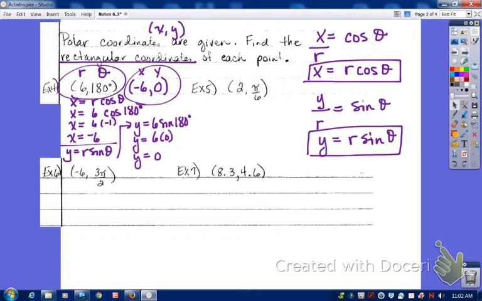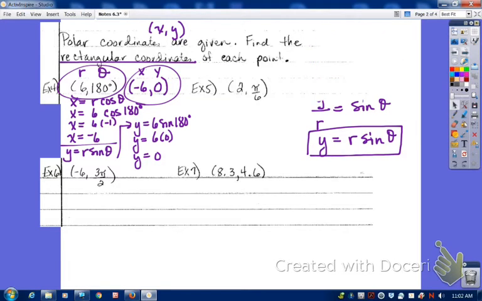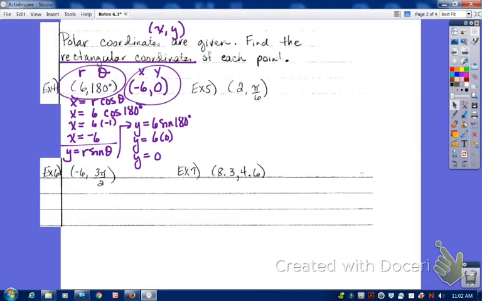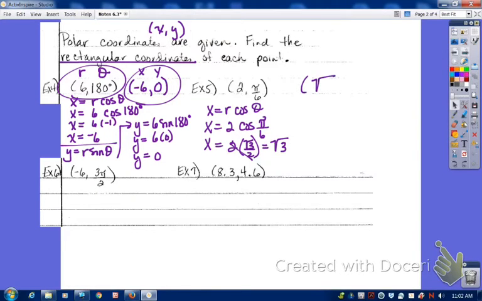Alright, example 5, (2, pi over 6). Find the rectangular point that gets us to the same spot that the polar point does. So you're going to do x is equal to r cosine of theta. That's going to be 2 times cosine at pi over 6. That's going to be 2 times what? What's the cosine value at pi over 6? Square root of 3 over 2. The 2's will cancel, and so the x coordinate of your rectangular point is going to be square root of 3.